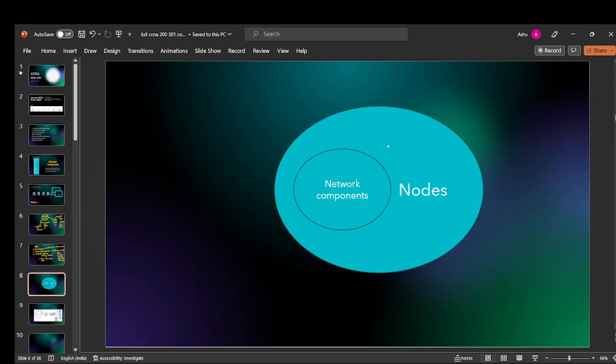So we can say that network components specifically refer to the physical devices that make up the network infrastructure, such as routers, switches, cables. This is a router, switches. Clear? So nodes are things such as routers, switches. We can say that nodes work as logical devices, while network components work as physical devices. This is a physical device. Clear? This is a logical device.